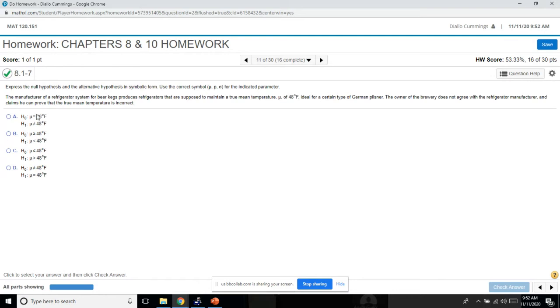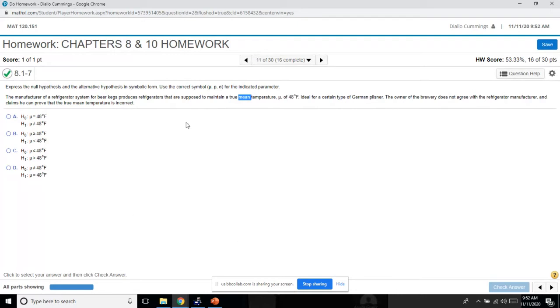Okay, so in problem number 11 here, again, we're setting up both the null and alternative hypotheses. This question reads that the manufacturer of a refrigerator system for beer kegs produces refrigerators that are supposed to maintain a true mean temperature. So we're talking about the mean mu of 48 degrees Fahrenheit, ideal for a certain type of German Pilsner. The owner of the brewery does not agree with the refrigerator manufacturer and claims that he can prove that the true mean is incorrect.